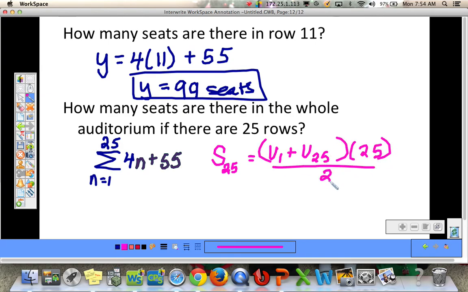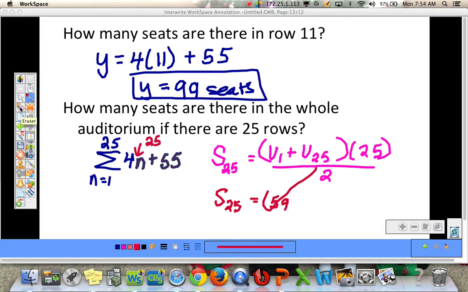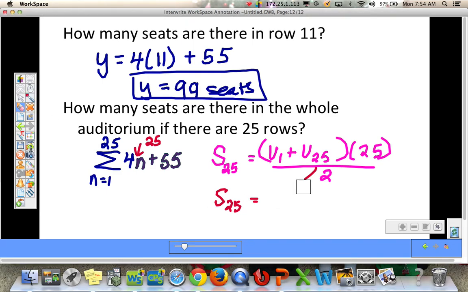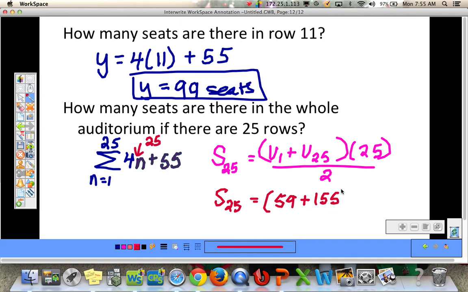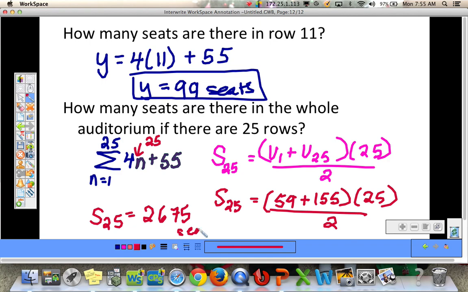Divide that by 2. So if you figure out how many seats are in the first row, well, we know that there's 59 seats in the first row. Plug in a 25 here to figure out how many seats there are in the 25th row. So we have 59 plus 4 times 25 is 100, plus 55 is 155. Multiply that by 25, divide by 2. And when you calculate that, that'll give you the sum of how many seats there are in the first 25 rows. If you add them together, I got 2,675 seats.